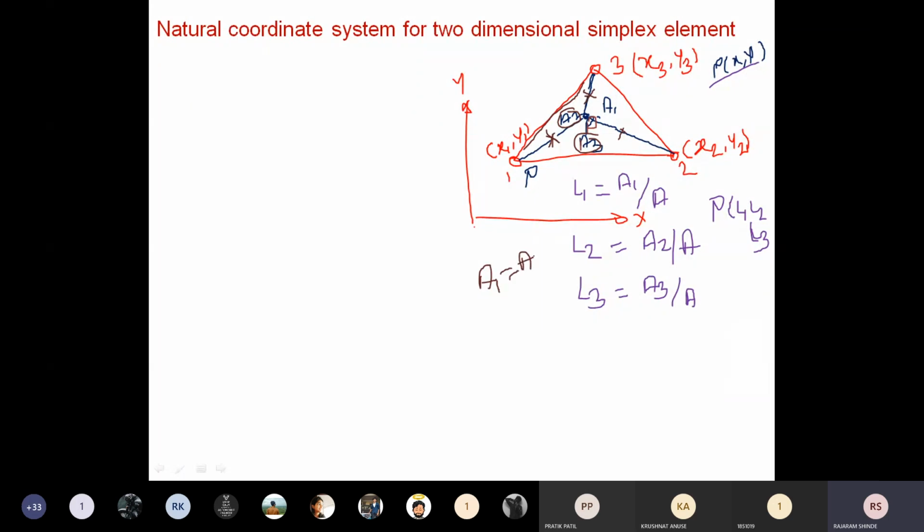So here the first natural coordinate of node number 1 is 1, because A1 is equal to A. Now if we go to the second natural coordinate, A2 becomes 0, A3 becomes 0. Therefore the second natural coordinate is 0 and the third natural coordinate is also 0. Already we have discussed it.